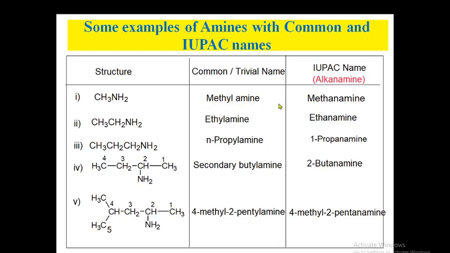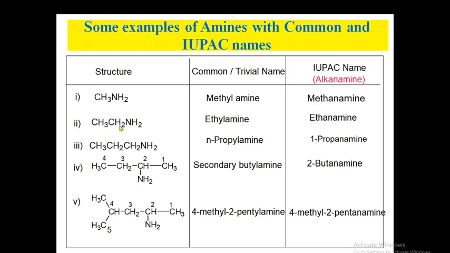Now in case of the IUPAC nomenclature, you have to select the longest parent chain. Here there is only one carbon, and therefore it's a methane derivative. In methane, the letter e should be replaced by the word amine, and you will have the name methanamine for this CH3NH2. In this way we can easily derive the name of amines from the given structure.